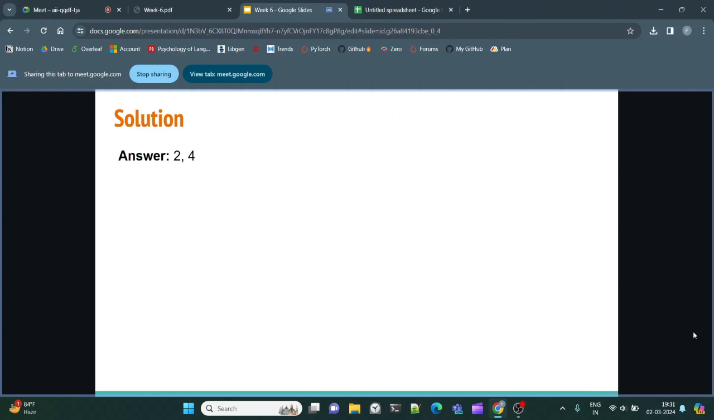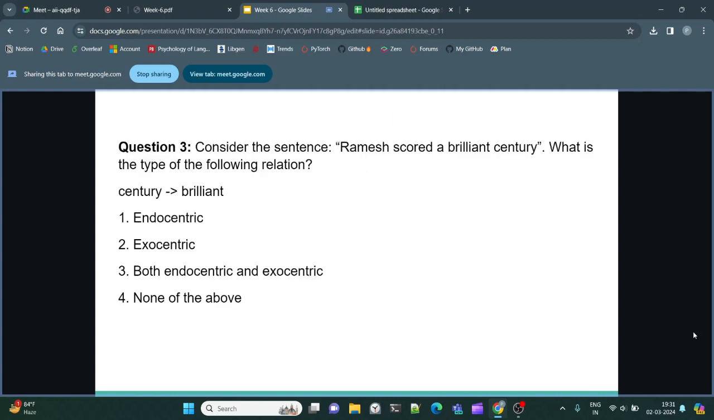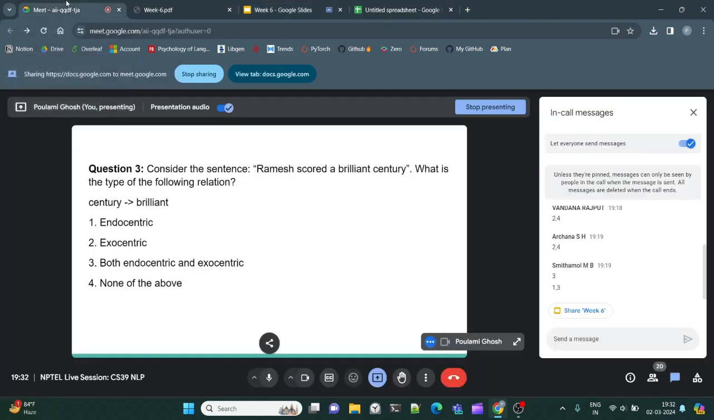Okay, so let's try the next problem. In this problem, we are given the sentence, "Ramesh scored a brilliant century." We have to say what type of relation the relation between century and brilliant is. Is it endocentric, exocentric, both, or none? So please give the problem a try. We'll wait for one or two minutes. Meanwhile, you can post your answers in the chat and then we'll go ahead with the discussion.